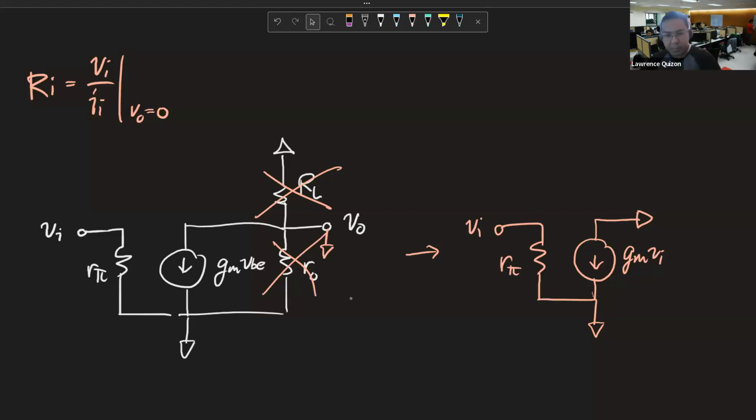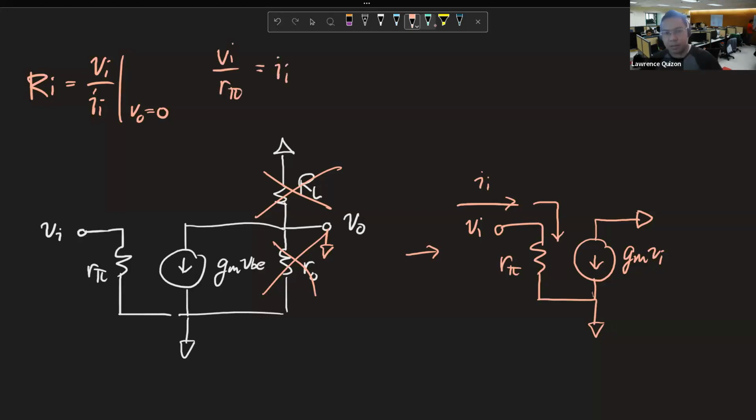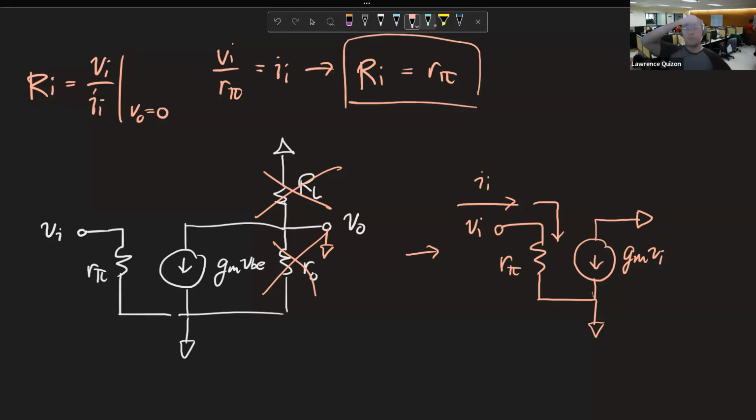Now, to calculate R in, we put in I in and calculate V in over I in. So, quite frankly, this I in is the same current as this one, which is the current through R pi. And the voltage across R pi is V in, so V in over R pi is equal to I in, meaning that R in is equal to R pi for this circuit. All right? So that's R in.